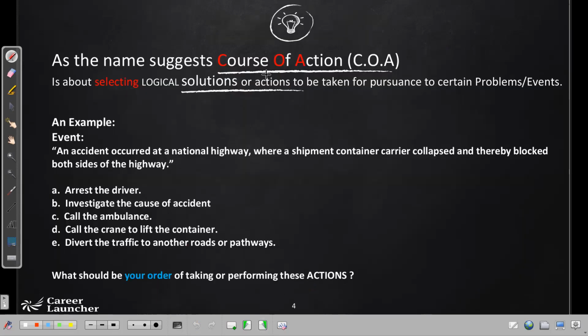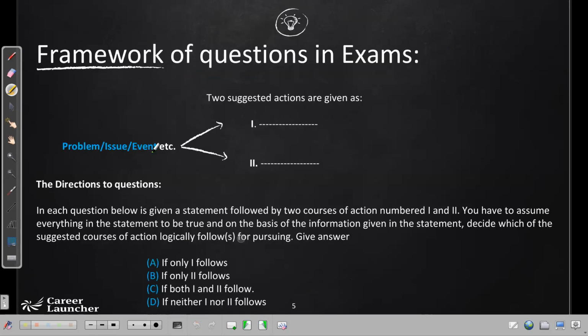Understanding course of action, as the name suggests, it's about predicting certain logical solutions or actions that need to be taken for pursuance of certain problems or events that they give you. Now, in the exam, they will give you a certain problem, issue, or an event, and then two or even more than two options can be given, and then they can ask you the combinations of it, that only three follows, only two follows, one or two follows, and so on and so forth.